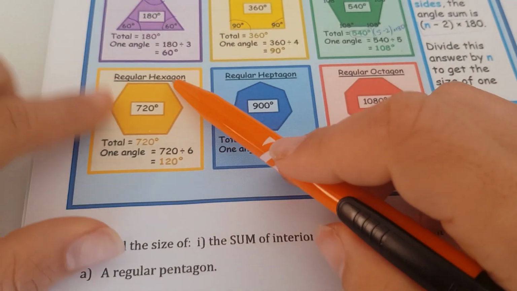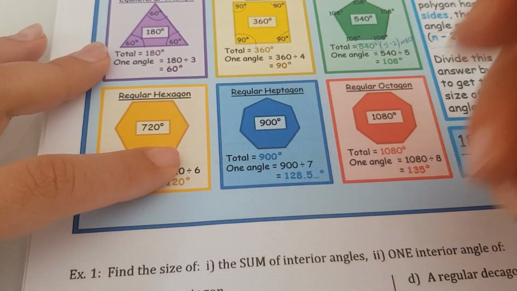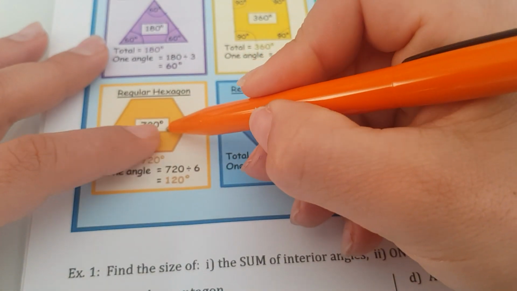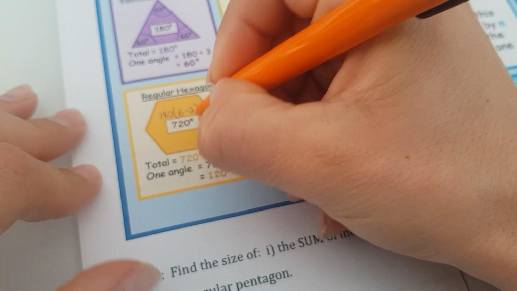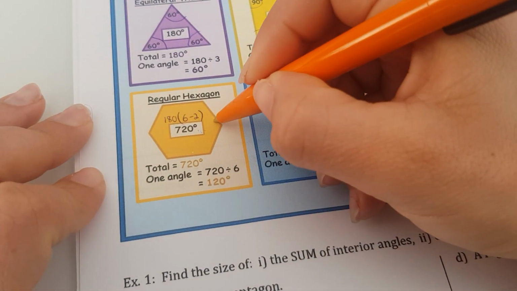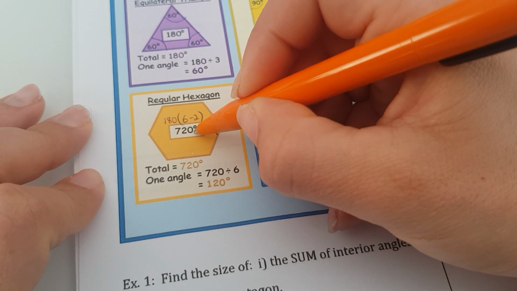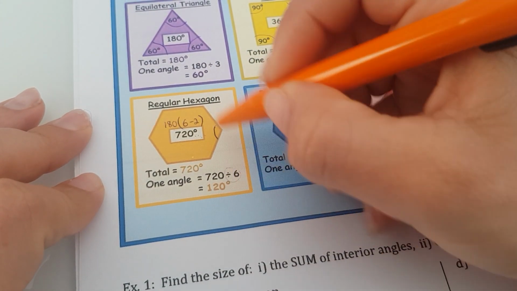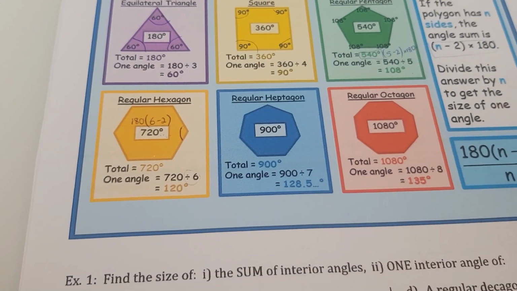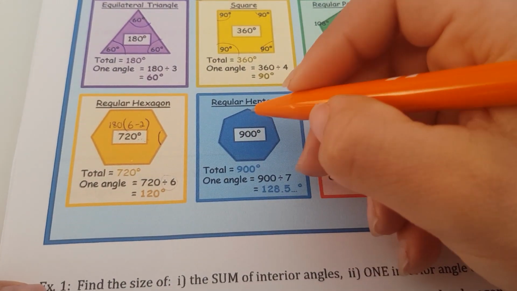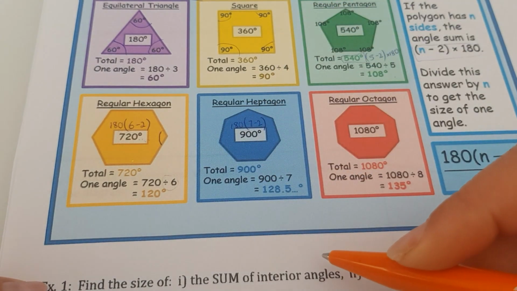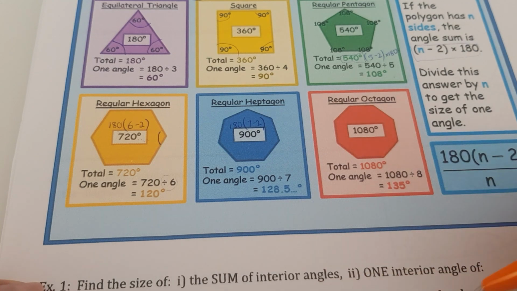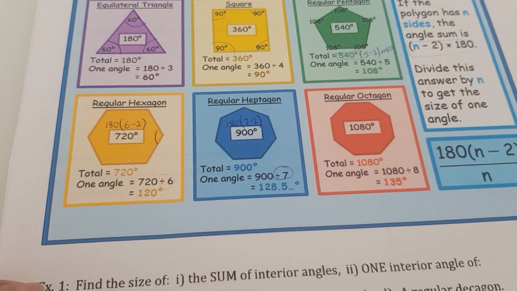You have more examples. So if it's a hexagon, what is the total amount of interior angles? To find that, it's 180, number of sides minus 2. To find each angle, divide this by 6, because we have 6 sides, 6 angles. Heptagon, the same. You have 180, number of sides minus 2. So that's 180 times 5, which is 900. And to find each angle, we divide by 7. And so on and so forth.